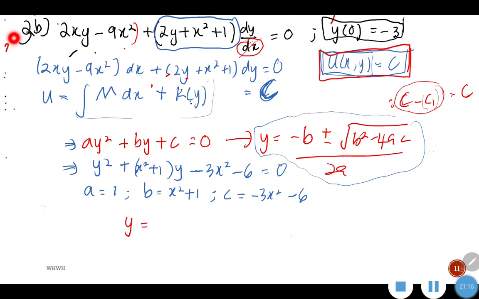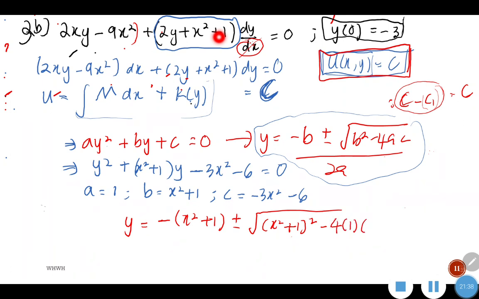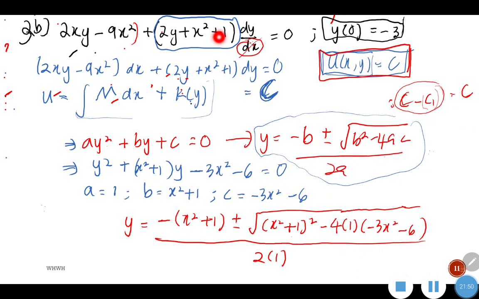y is equals to negative, careful negative, b is x square plus 1 plus minus with b square is x square plus 1 square minus with 4a darab dengan c. Okay, so 4a kita adalah 1 and c kita adalah negative 3x square minus 6. Okay, over 2a 2 times with 1. Alright, so answer that I provide to you before dalam slide tu, maknanya jawapan tu samalah.